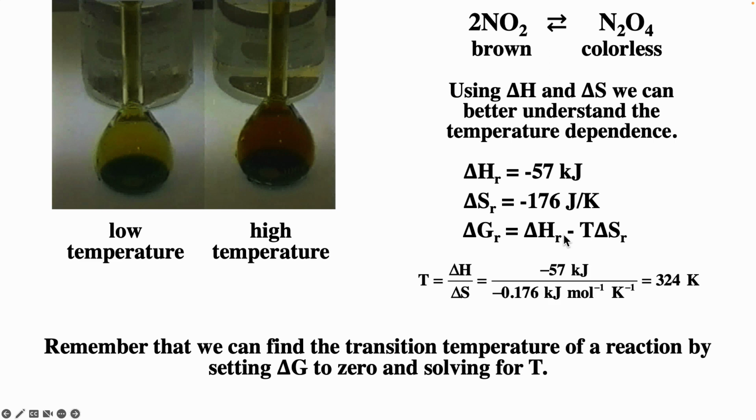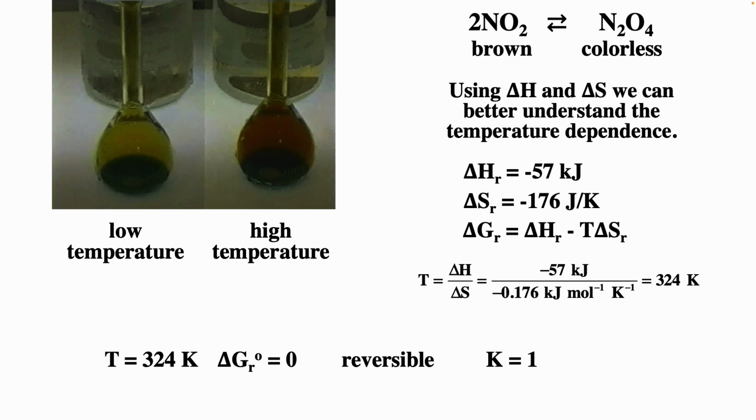That would give us T is equal to delta H over delta S. Now remember, the energy units have to cancel, and so I converted entropy into kilojoules from joules. I just moved the decimal point over 3. And remember that reactions are only temperature dependent in terms of spontaneous or non-spontaneous if delta H and delta S have the same sign, because temperature has to be positive. So the negative signs cancel, and we get 324 Kelvin for the transition temperature. So at 324 Kelvin, delta G naught equals 0. We call that a reversible process. K is equal to 1.